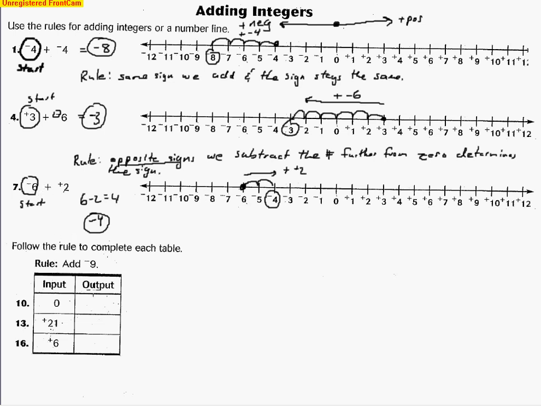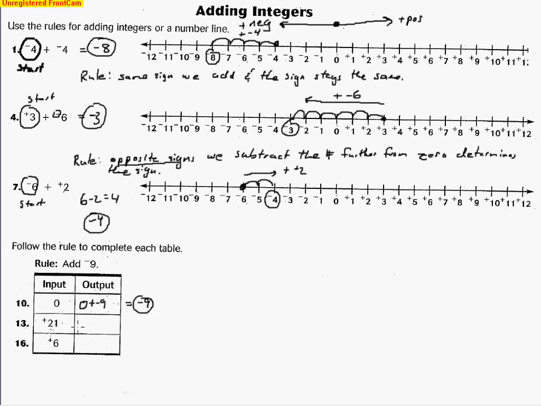Let's take a look at the next one here. It's a rule. This is the input, so this is what we're inputting, and then we're going to add -9. So it looks like this. It's basically 0 plus negative 9. So here I'm going to use that rule, opposite signs, so I subtract. 0 doesn't really change anything, so our answer is just negative 9.